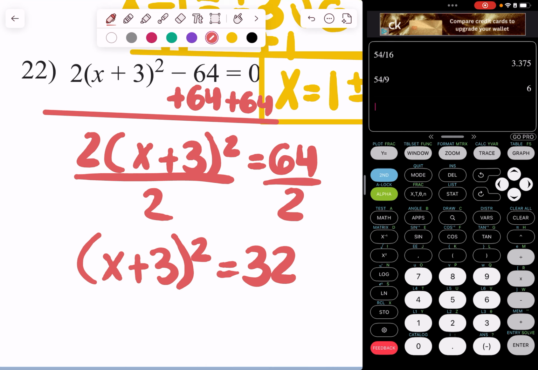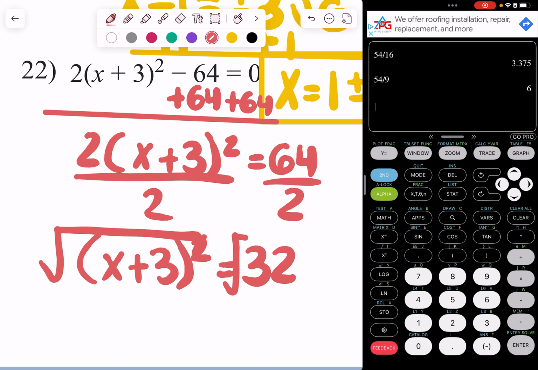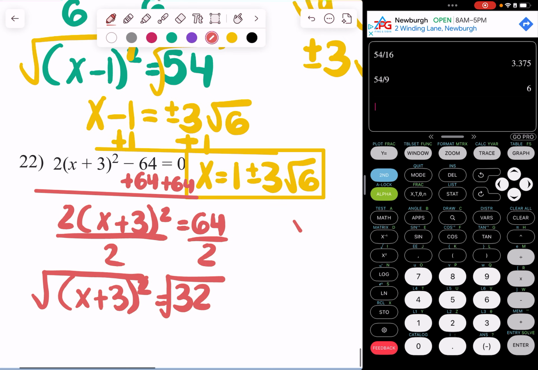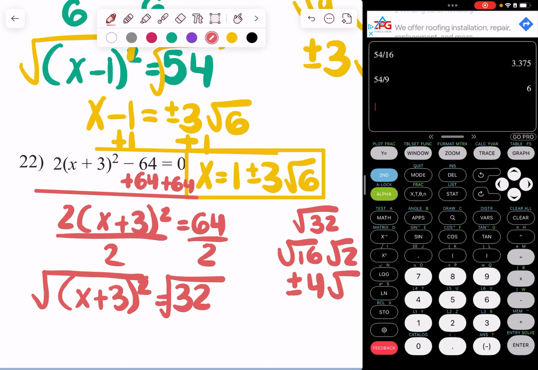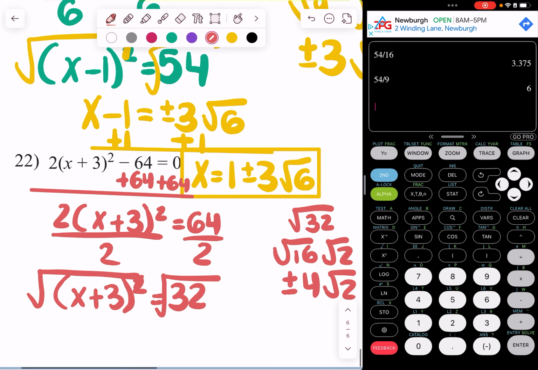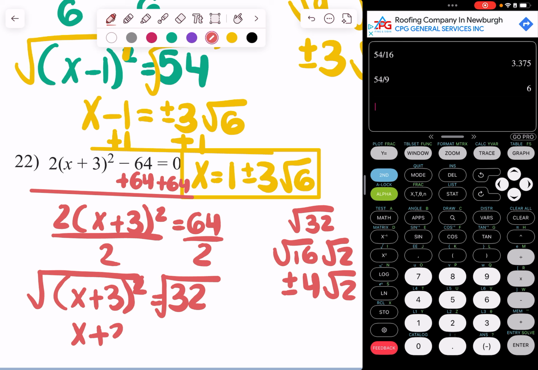I now am able to unlock the parentheses, the fence, because the only thing left is just those parentheses. So I'm going to take the square root of both sides. I'm going to do the square root of 32 up here. I know 16 and 2 works. And the square root of 16 is positive or negative 4. Leave square root of 2 alone. So I will get x plus 3 equals positive and negative 4 square root of 2.